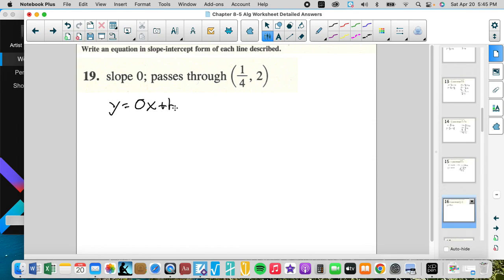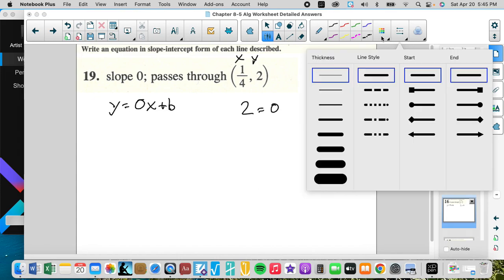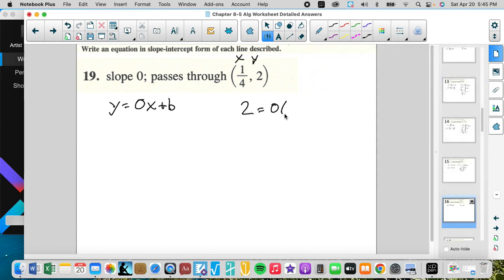0x plus b, this is going to be a fun one. I like this problem. So 2 equals 1/4, equals 0 times 1/4 plus b. 2 equals b. And then we get y equals 2.